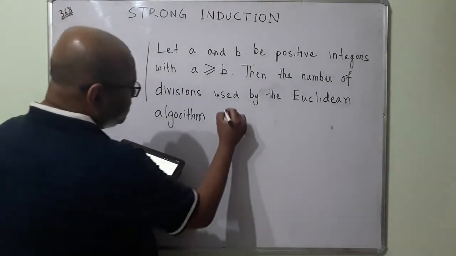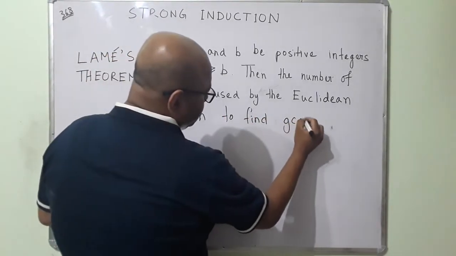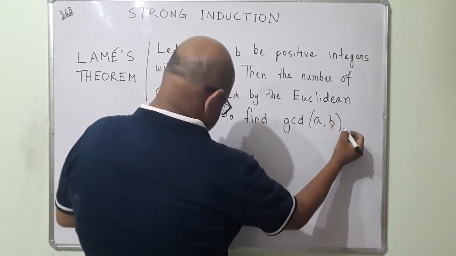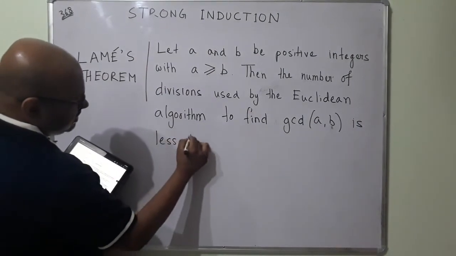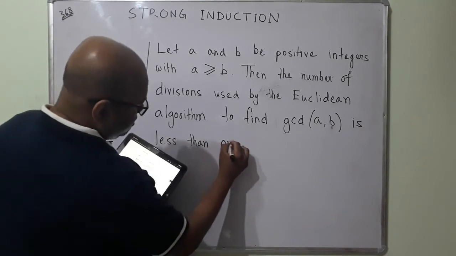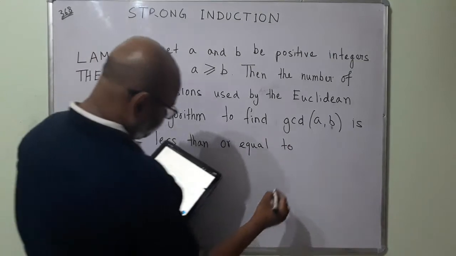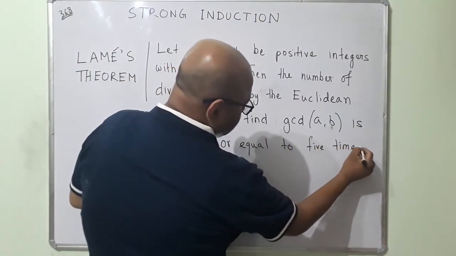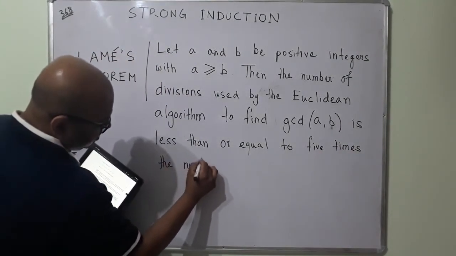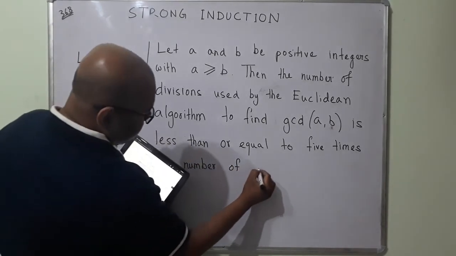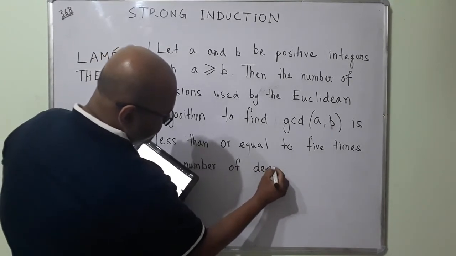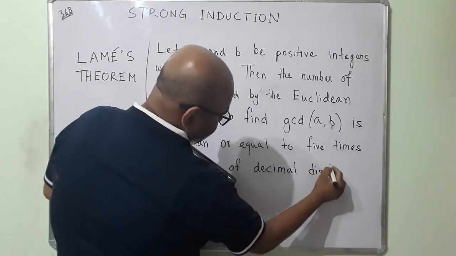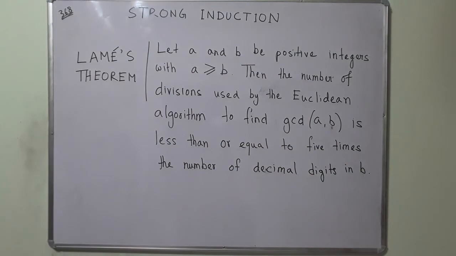Okay, to find GCD of A and B is less than or equal to 5 times the number of decimal digits in B. So let A and B be positive integers with A greater than or equal to B, then the number of divisions used by the Euclidean algorithm to find GCD of A and B is less than or equal to 5 times the number of decimal digits in B.